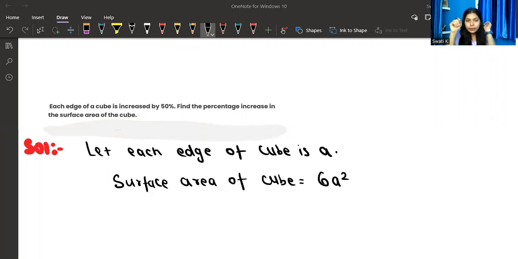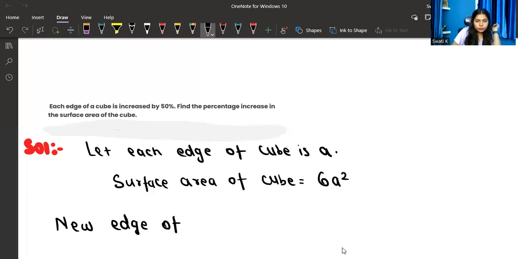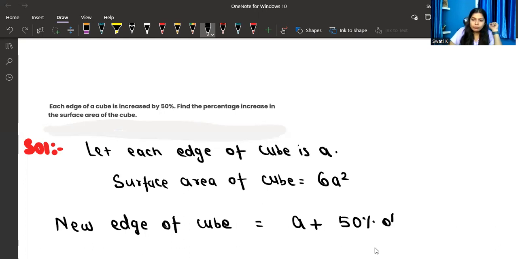Now it is given in the question that each edge of a cube is increased by 50%. So after increasing each edge of a cube by 50%, what will be the new edge? The old one is A. So the new one will be, of course, A plus 50% of it, right?